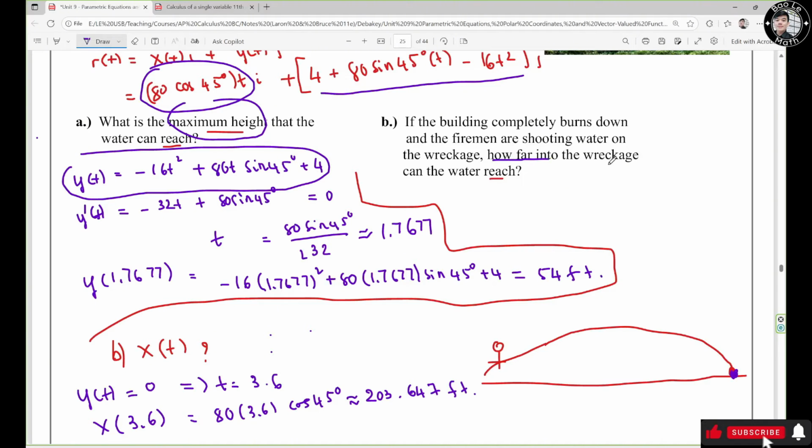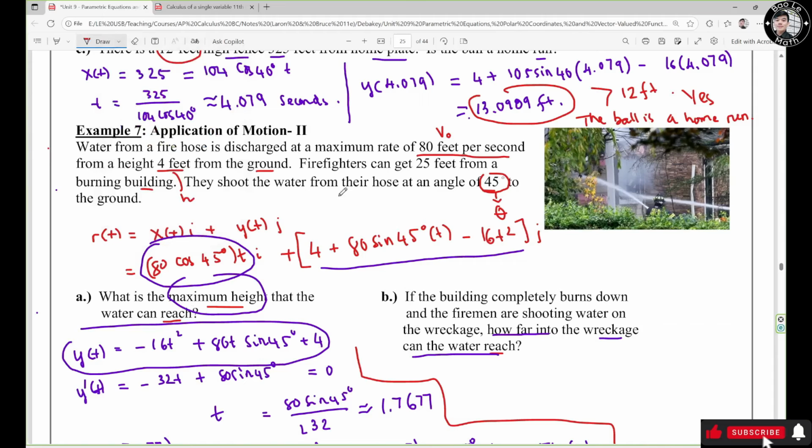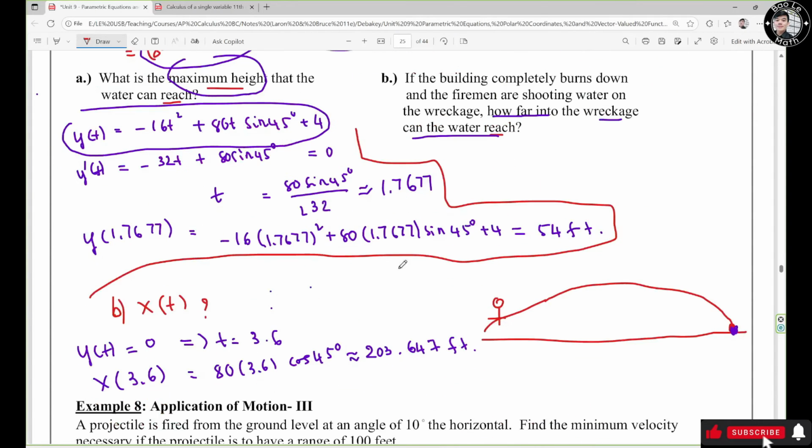How far into the wreckage can the water reach? Now look at the given information right here. Firefighters can get 25 feet from the burning building, right? So you need to take this one, subtract 25, right? So the answer is 178.647 feet. This one is the final answer, right?